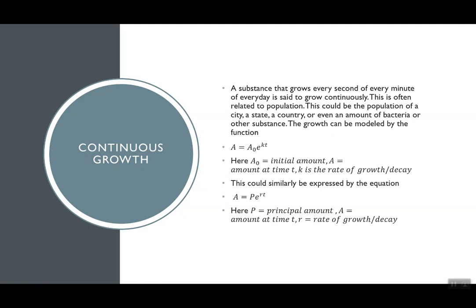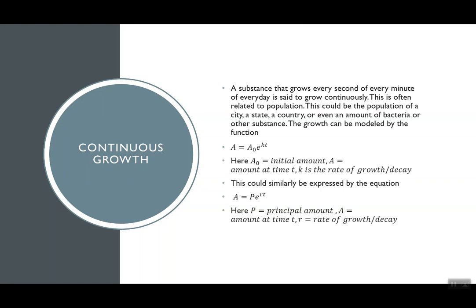K is the rate of growth. It could also be decay. It depends on what the substance is doing, if it's getting bigger or smaller. If it's positive, it'll grow. If it's negative, it'll decay, and we'll talk about that more. T is the amount of time. Time could be in years. It might also be in hours or seconds or minutes. So you kind of have to watch how the problem is phrased so you can pick up on what's going to happen. And I have a couple of different things that we'll look at today.